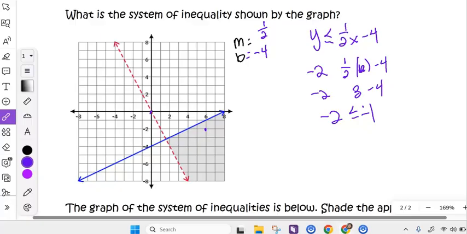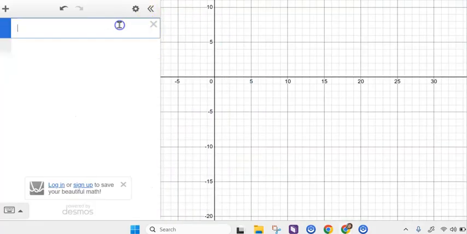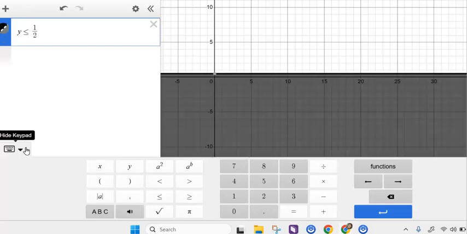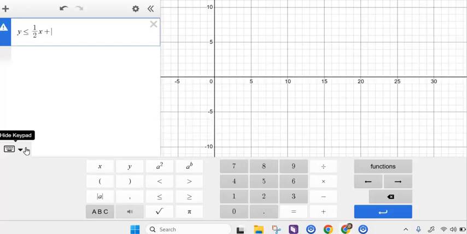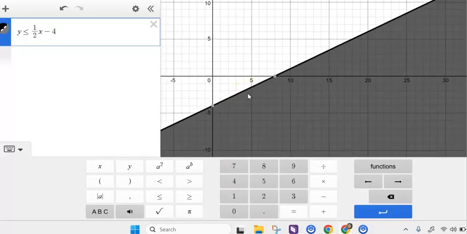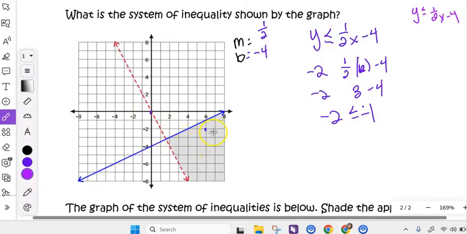So I'm going to put this right over here. We'll put it in purple. y is less than or equal to 1/2 x minus 4. So I'm going to go over here and just type y is less than or equal to 1/2 x, oh, I think it was minus 4, actually, minus 4. Yep, that looks good right there.